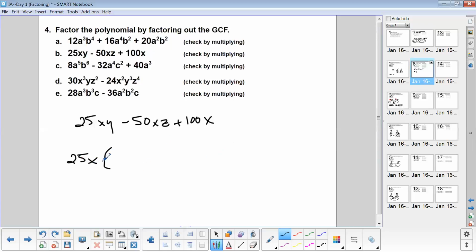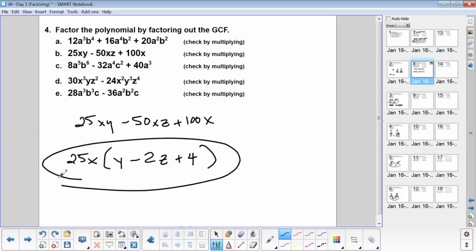But now we've got some remaining terms. 25xy divided by 25x would just be y, minus 50xz divided by 25x would be, well, 50 divided by 25 is 2, x divided by x is 1, and there is no z to divide out. 100 divided by 25 would be 4, x divided by x would be 1, so you're left with this as a factored form.